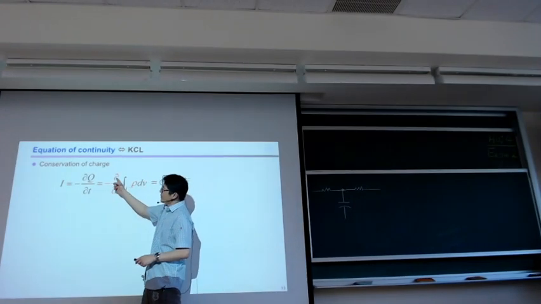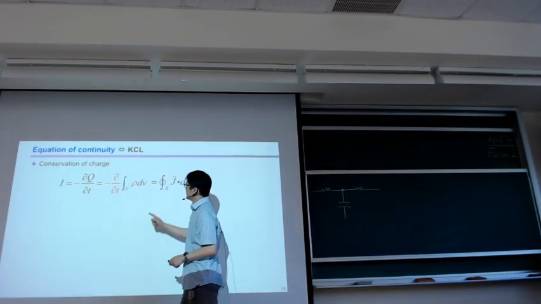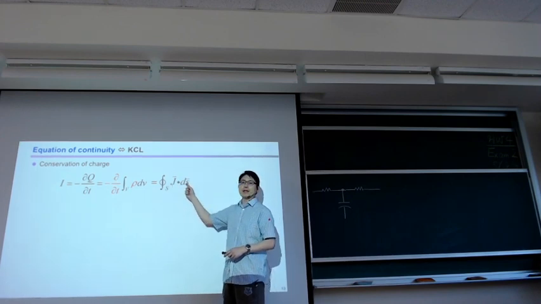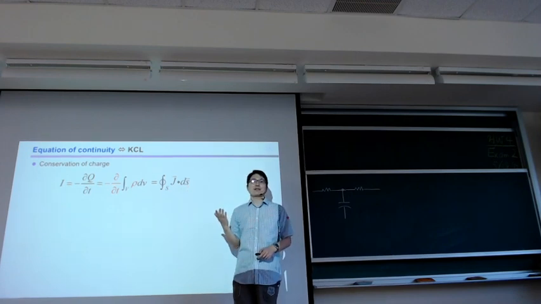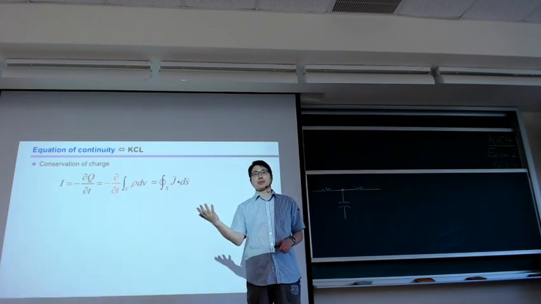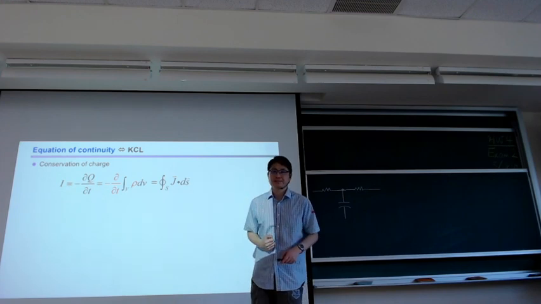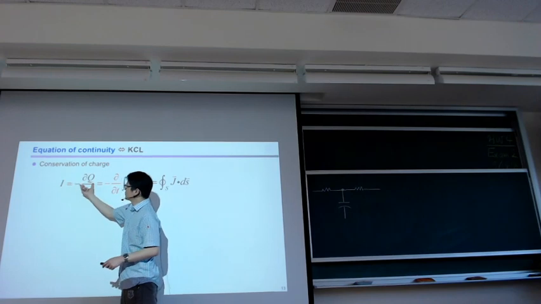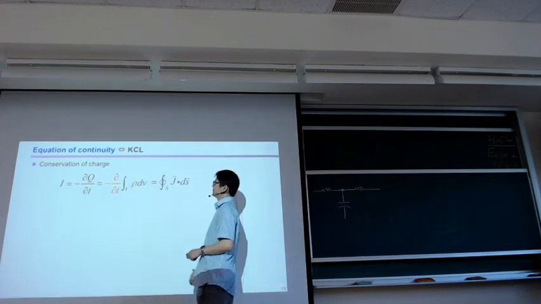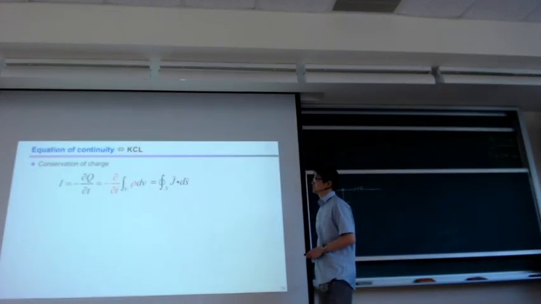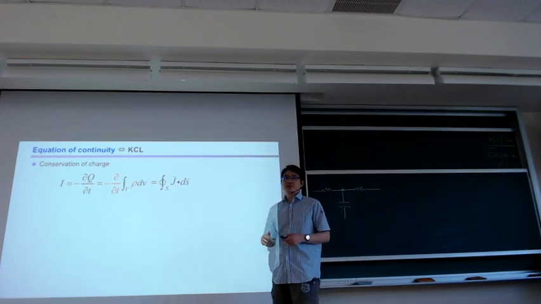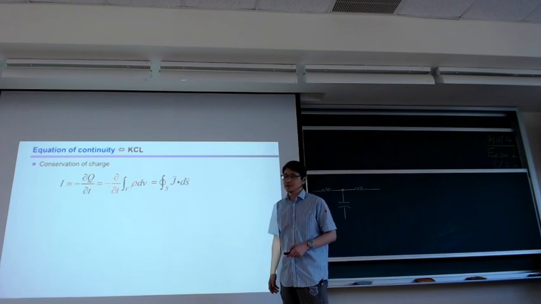But we also know that the current is defined as the current density making a surface integration, right? Current density by definition is current per unit area. So this equality is straightforward, and this equality is straightforward. And this is where the divergence theorem is very important.